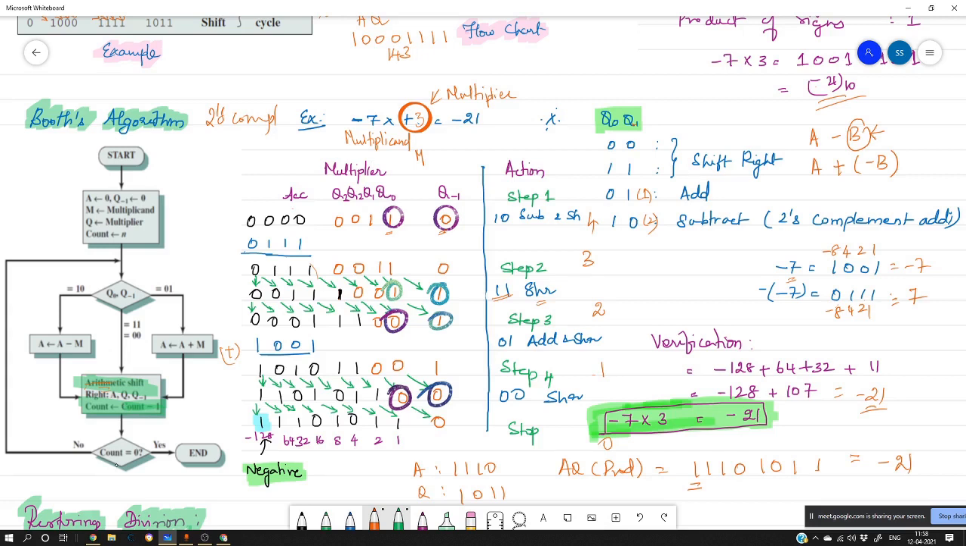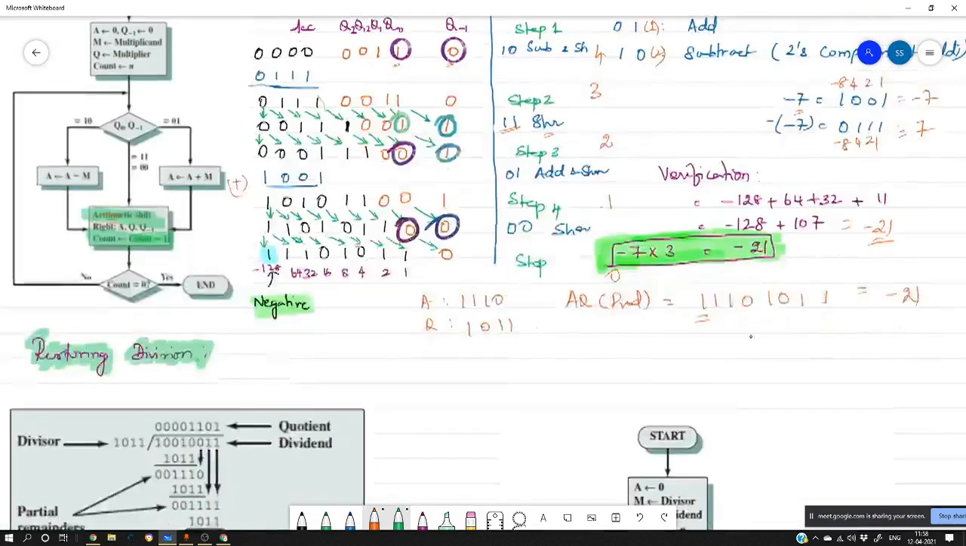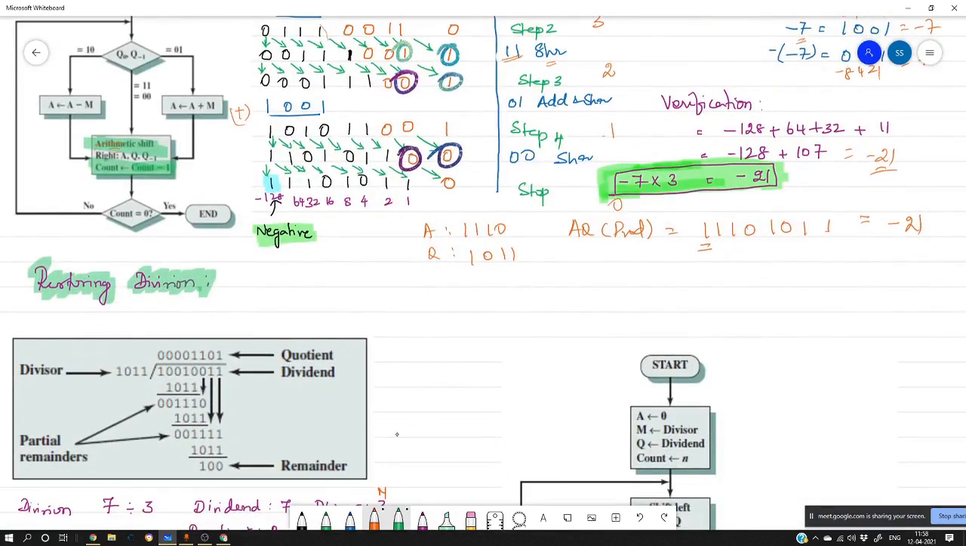I think this is clear. Shall we move on to the next? Or do you need some time to go through it? Yes. Next is division.